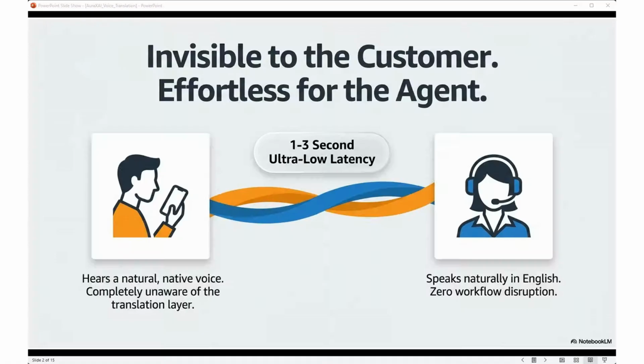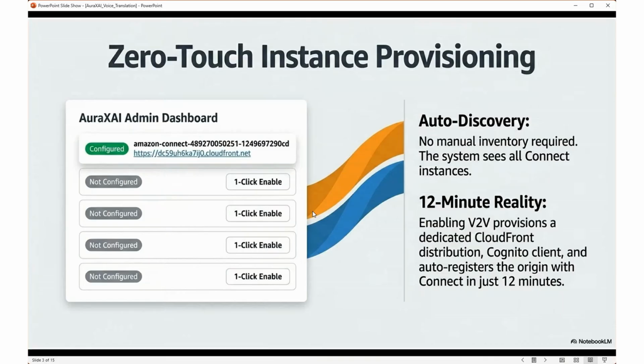This feature is invisible to the customers, and we made it effortless for the agent and enabled ultra low latency end to end. With zero touch provisioning, we can pick an existing Connect instance and do a one-click install of the entire translate feature. It will take about 12 minutes to provision the translate feature, as well as build the CloudFront portal that the agents will be using for this feature.